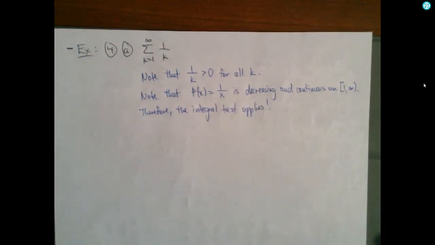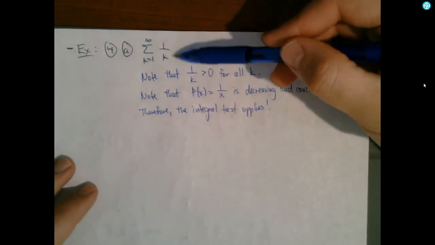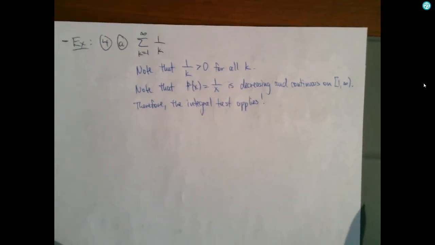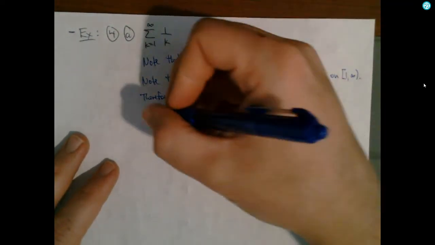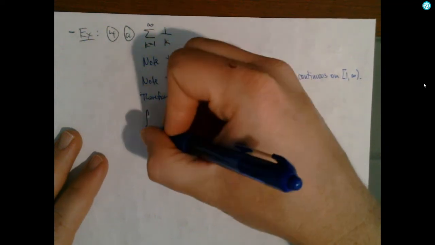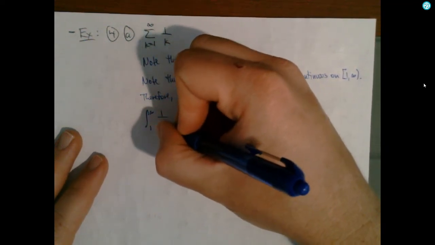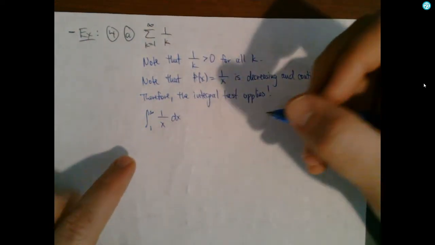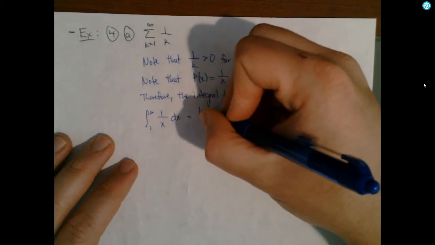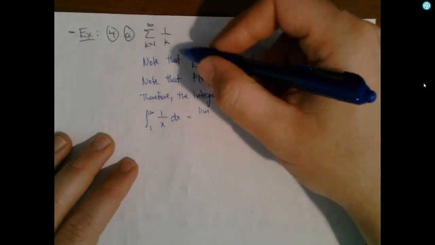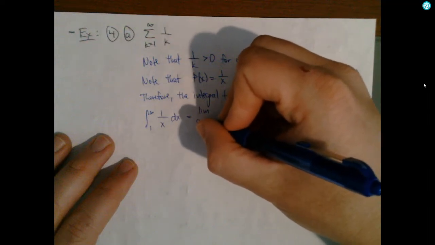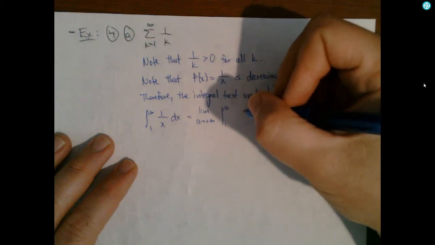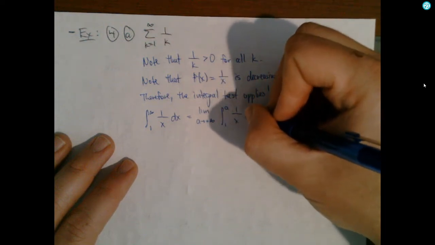Now, we already know it diverges, so to show that it diverges, we just have to show that the integral diverges. So let's take a look. The integral from 1 to infinity of 1 over x dx is an improper integral, because you've got that infinity. So we're going to say this is the limit as a approaches positive infinity of the integral from 1 to a of 1 over x dx.